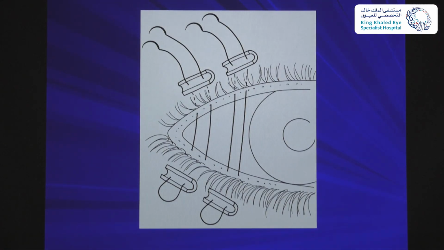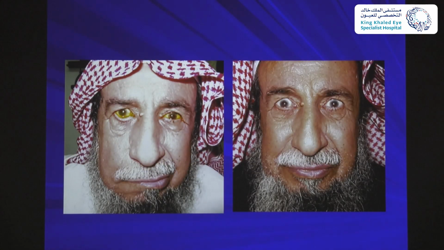Temporal tarsorrhaphy is another option that you can use in selected patients, especially if there is severe corneal ulceration or exposure. So if it's Bell's palsy or ischemic, most of the time it improves. And this is our patient that I showed you a picture of before. He improved within 6 weeks.